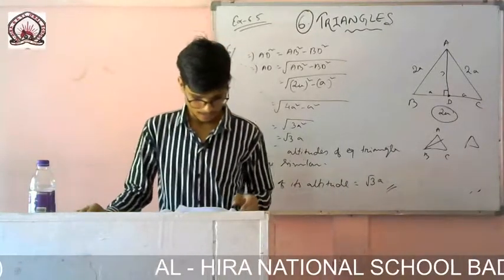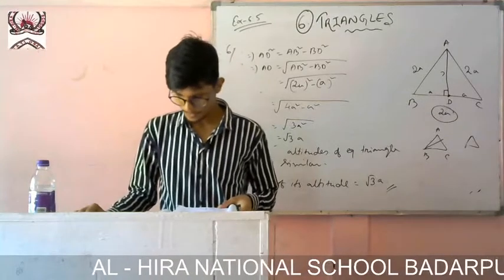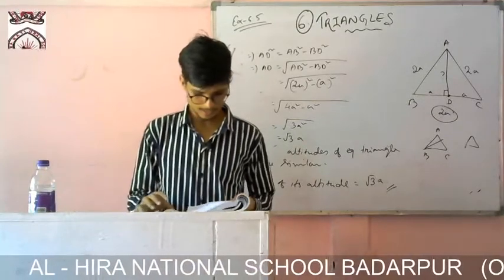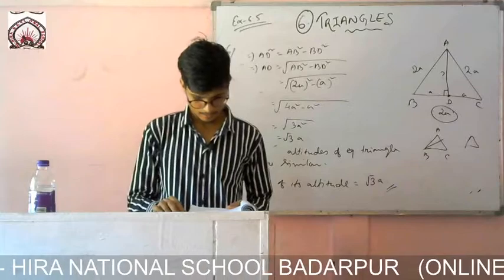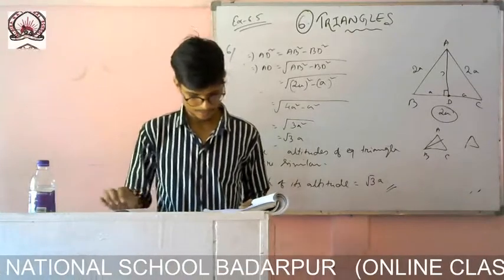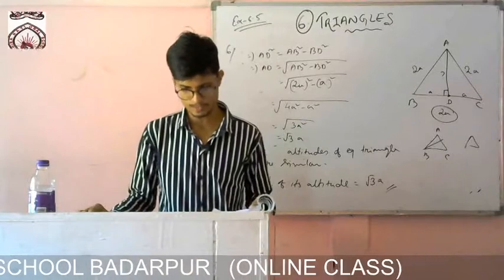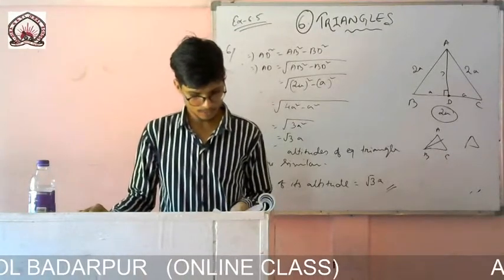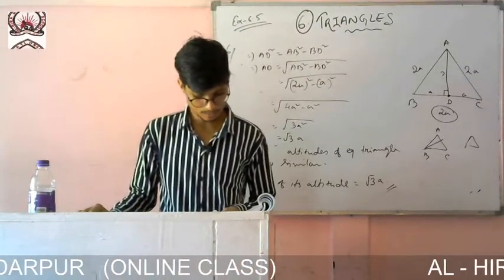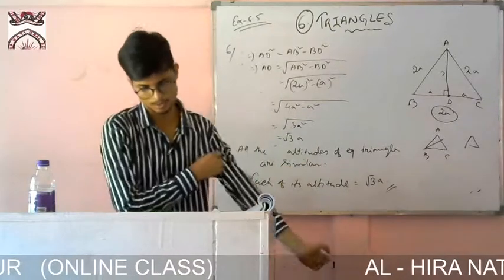So now let us move to question number 7. Prove that the sum of the squares of the sides of a rhombus is equal to the sum of the squares of its diagonals, okay.